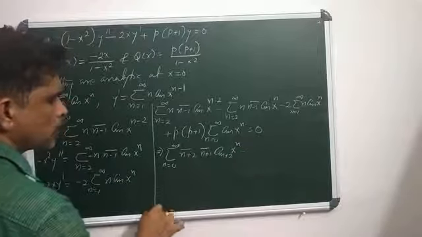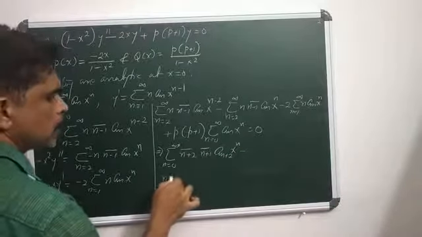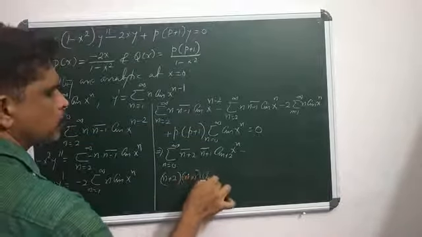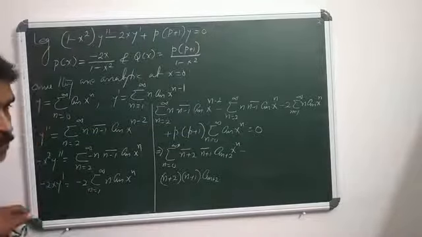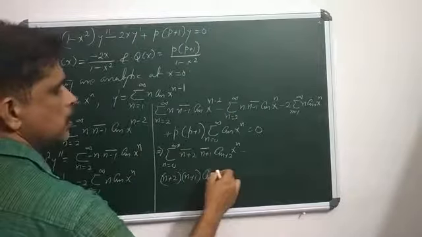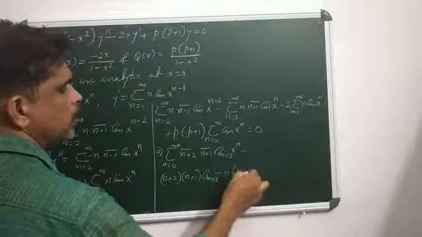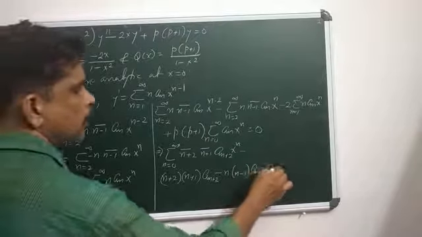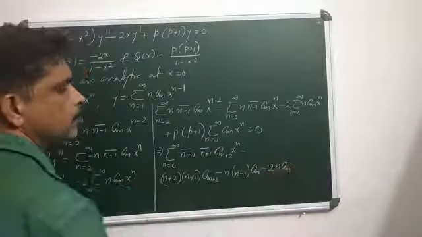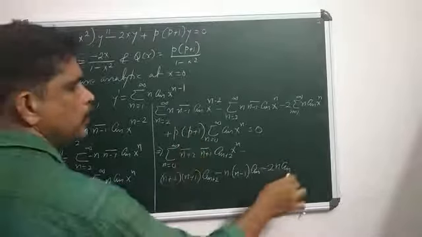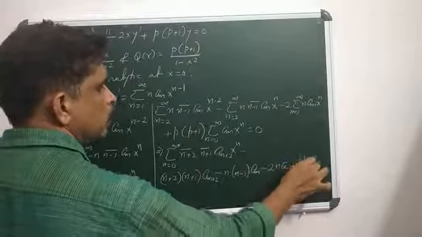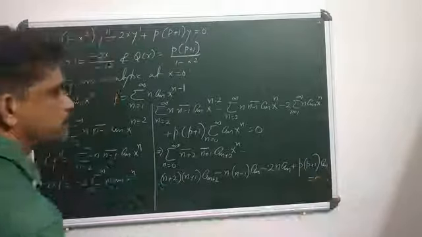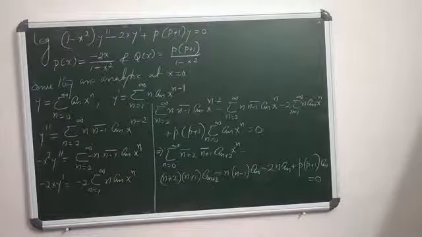So what are the coefficients there? The first coefficient is n plus 2 into n plus 1 into a n plus 2. Next is minus n into n minus 1 into a n. Next is minus 2n a n. Next is plus p into p plus 1 into a n. So equals 0, getting the coefficient of x power n.